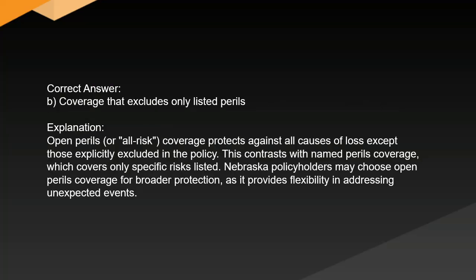Correct answer. B. Coverage that excludes only listed perils. Explanation. Open perils, or all-risk coverage, protects against all causes of loss except those explicitly excluded in the policy. This contrasts with named perils coverage, which covers only specific risks listed. Nebraska policyholders may choose open perils coverage for broader protection as it provides flexibility in addressing unexpected events.